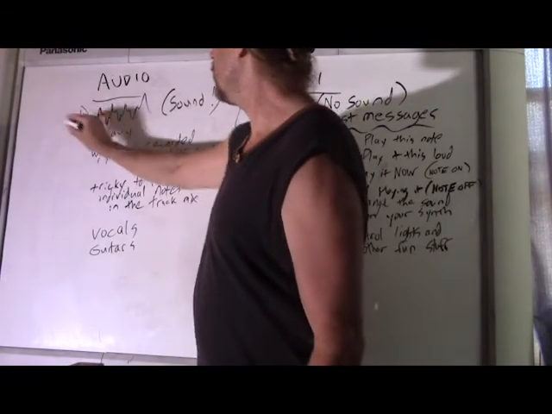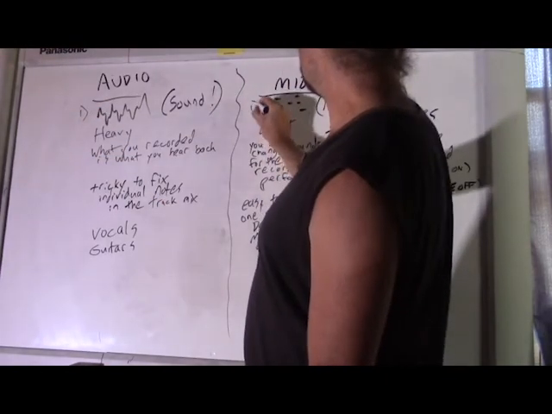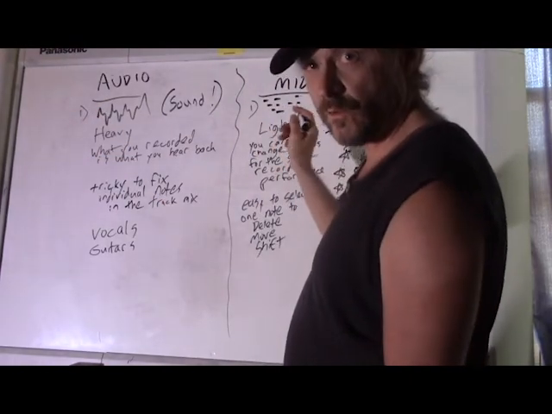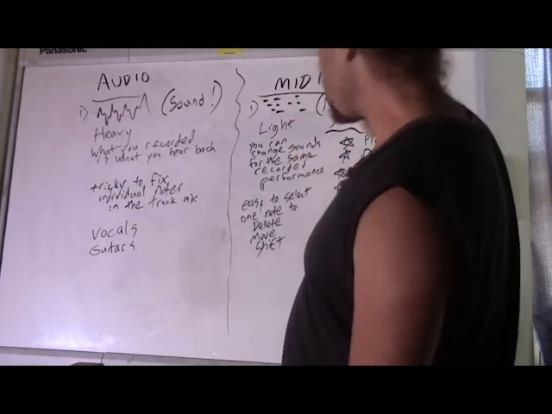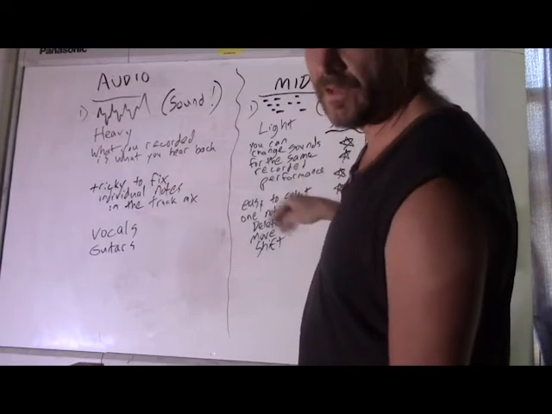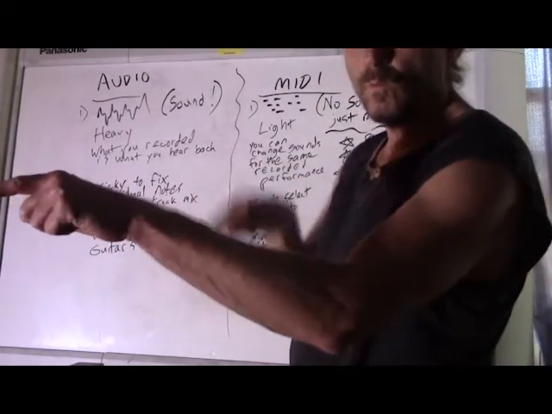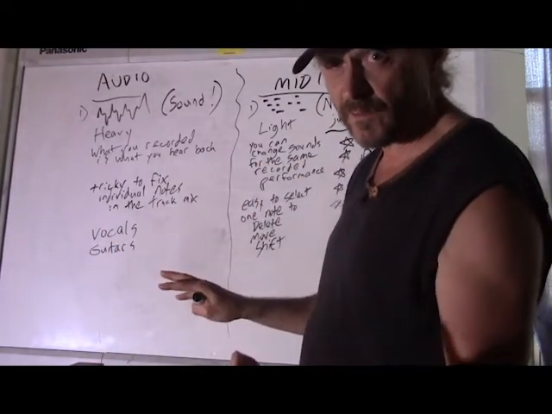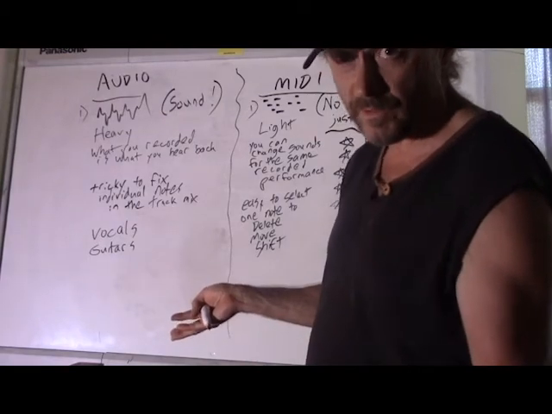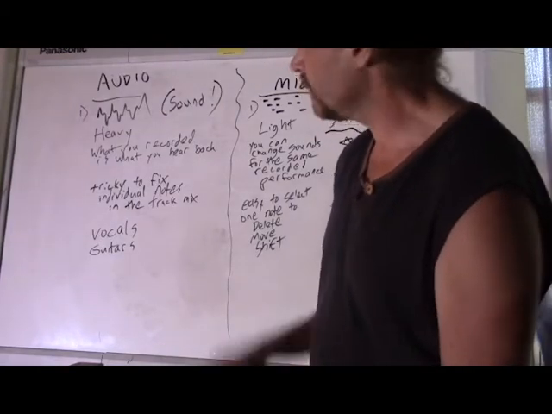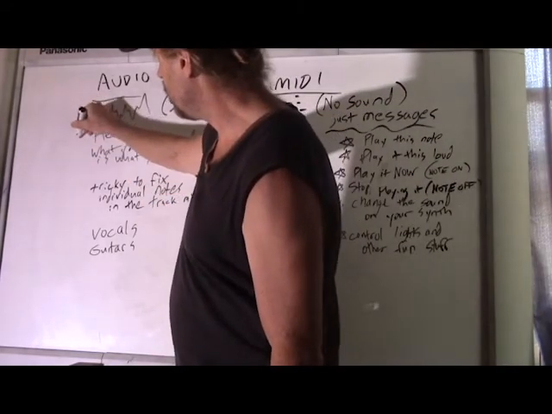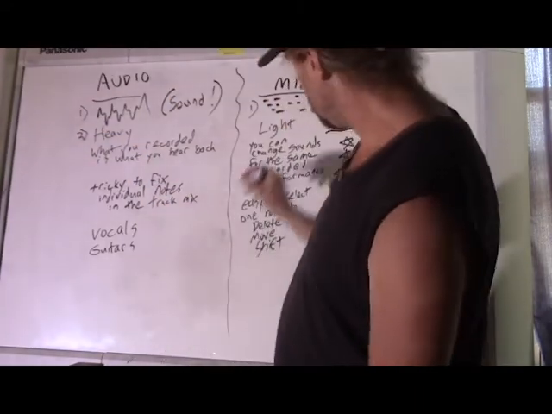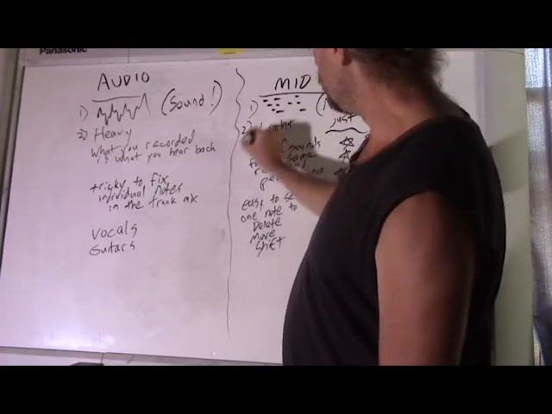One, audio has sound, MIDI just has codes of messages and little dots on the screen. They don't have any sound in them, they just tell something what to play. Without an instrument to be telling it what to play, you're not going to hear anything. We'll get into that more later. Remember, audio files are pretty heavy, whereas MIDI files are super light.